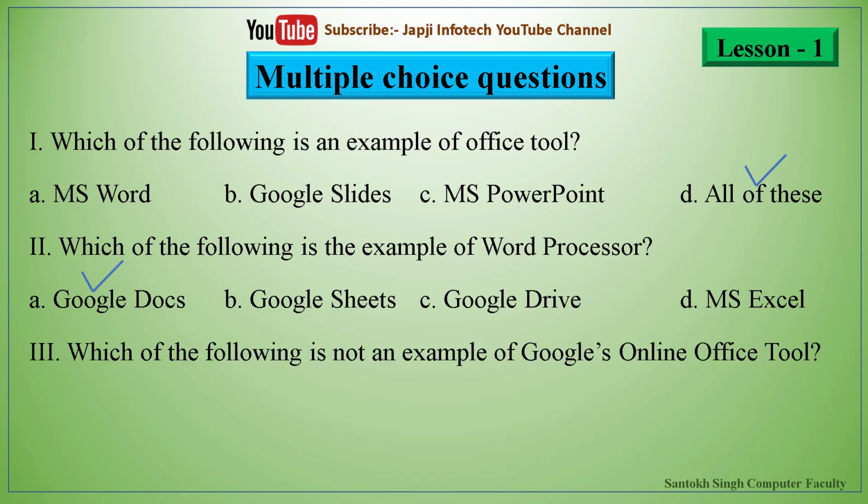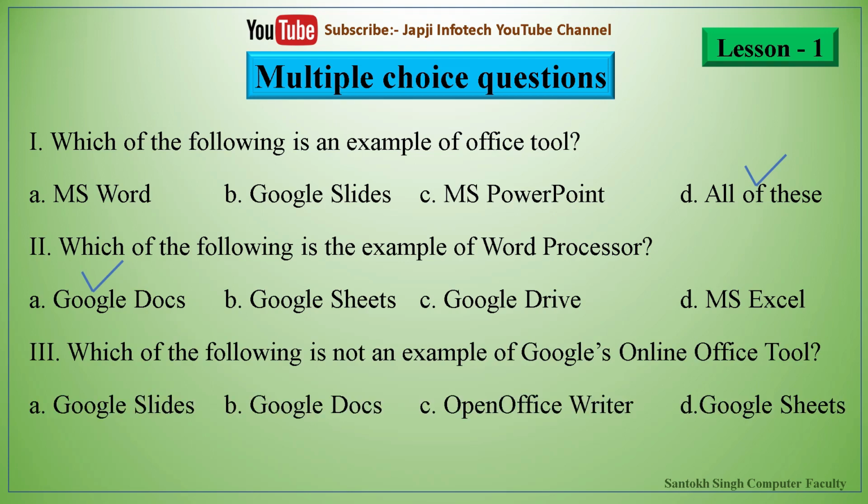And the third one is, which of the following is not an example of Google Online Office tool? And their options are Google Slide, Google Docs, Open Office Writer, and the last one is Google Sheet. And the right answer is Open Office Writer is not an example of Google Online Office tools.